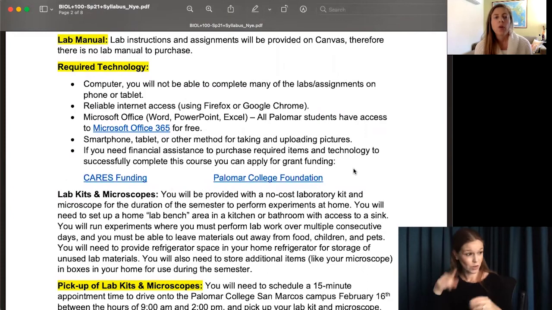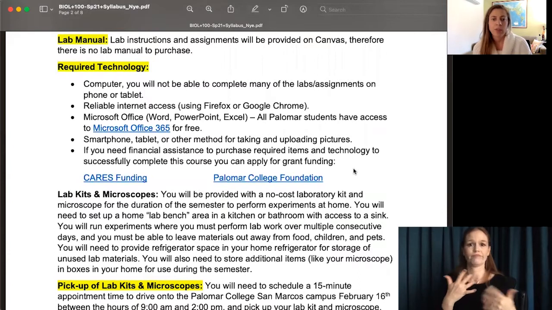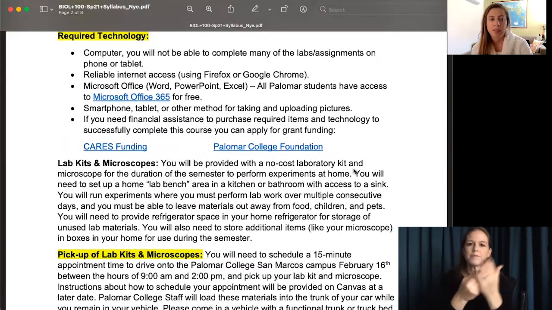So since his course is an online course, a computer is required and reliable internet access. He lets you know what software you're going to need to be able to do your homework and also to be able to submit pictures of exams and labs. And if any of this is a barrier to you because of financial limitations, he also provides information about different funding that you can apply for to help you pay for these things.